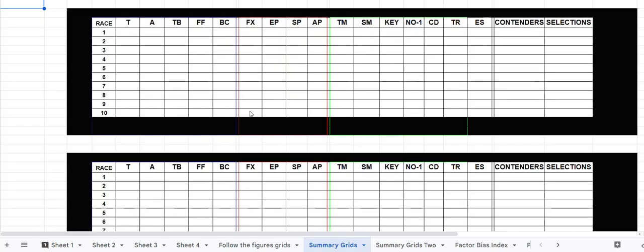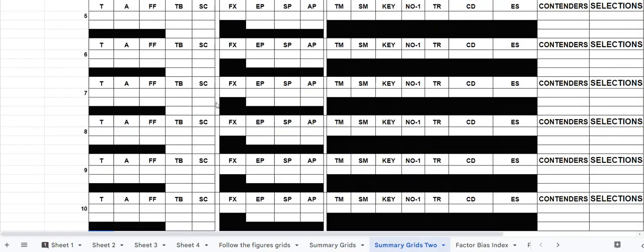Then I have the summary grids where only one horse is listed per race for each factor. And then I have the summary grids 2, which is the one I've been using for the past couple races, where I list the top 2, and in some categories I list the top 3.